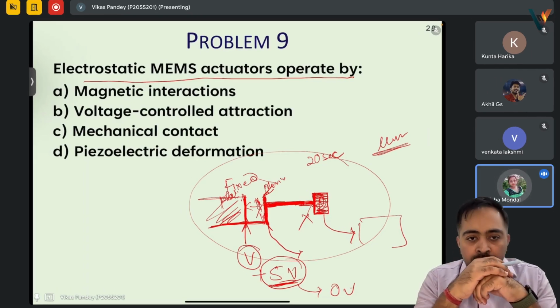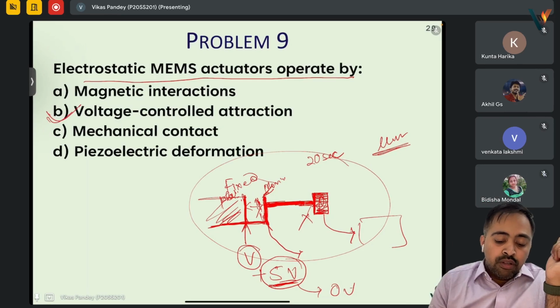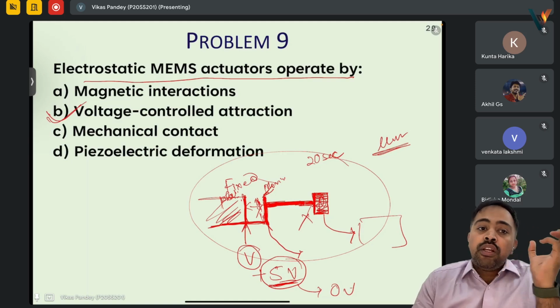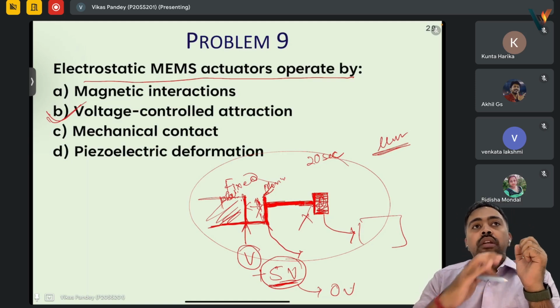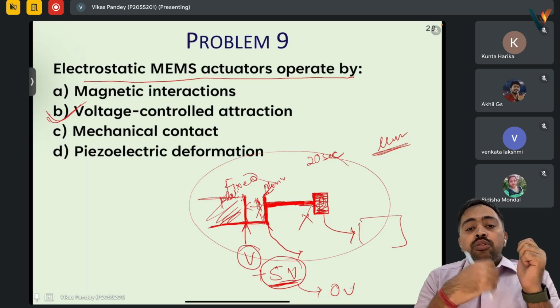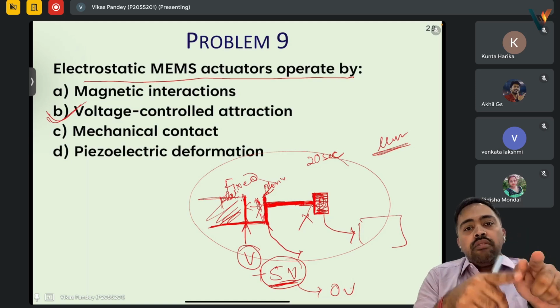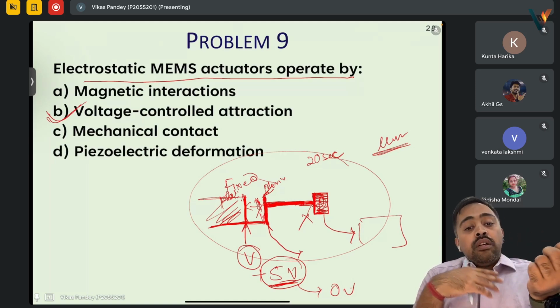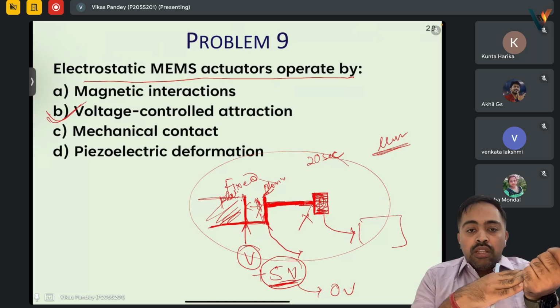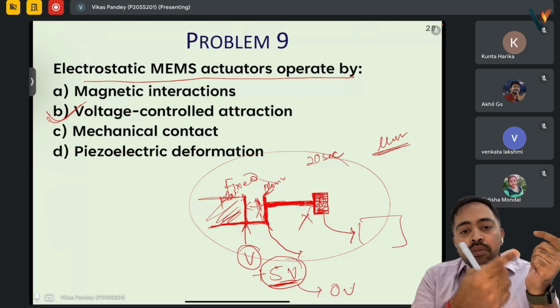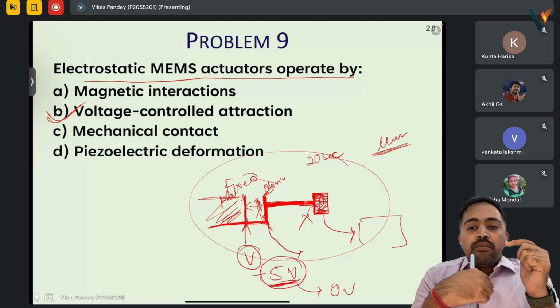Voltage controlled attraction. Yes, very good. Now it is clear that we are moving objects, or moving some parts, using voltage. It is not just that giving a voltage makes something move. We will have changes in the voltage to get some movement. That is, we might be giving some pulse, like up, on, off.